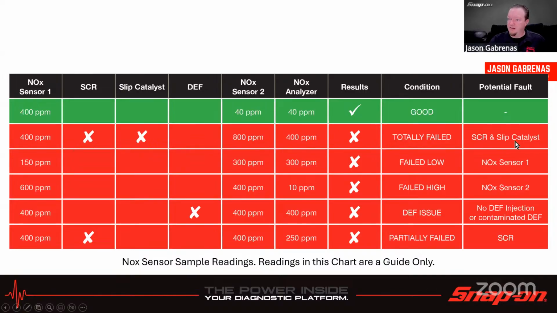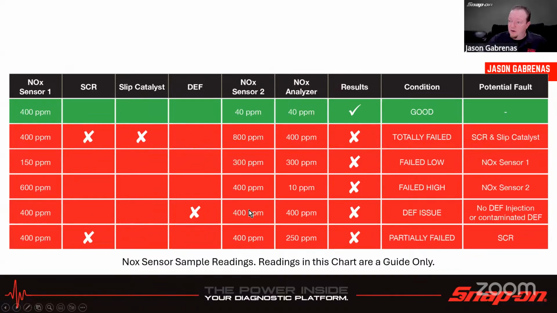SCR and slip catalyst have failed. We see 150 parts per million on the way in, 300 parts per million on the way out, and then the analyzer says 300 parts per million out. That means NOx sensor 1 has failed on the low side because it's not reading enough. If I have 600 going in, 400 going out as far as my PID data, and then we see 10 parts per million on the analyzer, then we know that NOx sensor 2 has failed high, because we still probably have 600 going in, but that means it's working if we're seeing only 10 coming out.